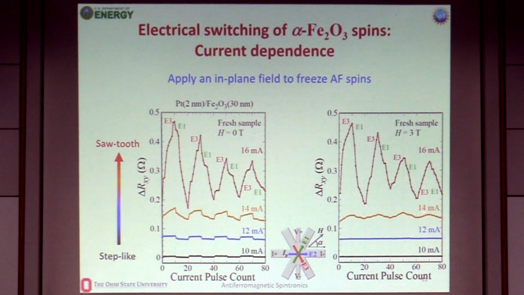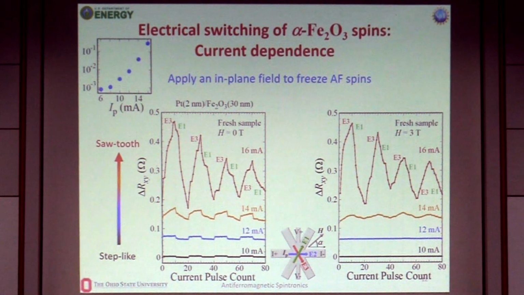But at the 14 milliamp, we see that it changed to something like the triangular wave or the sawtooth, while this little plateau thing is kind of gone. And then at 16 milliamp, it is essentially unchanged.